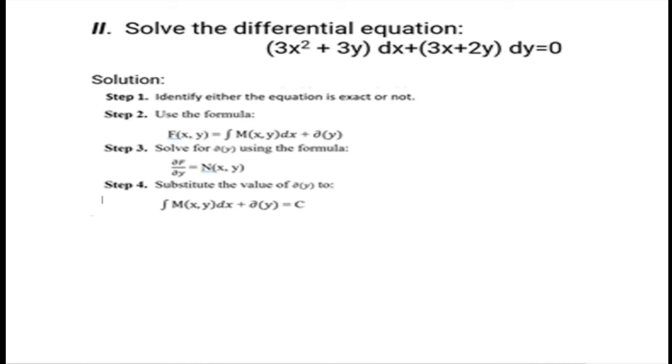We are now going to find the solution of a differential equation. Our equation here is 3x squared plus 3y dx plus 3x plus 2y dy equals 0. The steps and the solutions are listed here. For step 1, we are going to identify whether the equation is exact or not. However, this equation is already given in our part 1 and we already found that this equation is exact. So you can proceed to step 2 to step 4. You are given 30 seconds to answer, and if you need longer time, you can pause this video while answering, after which you can play back the video to check your answer.